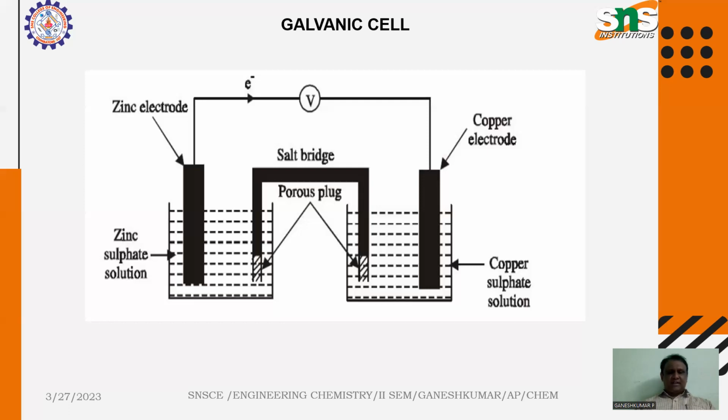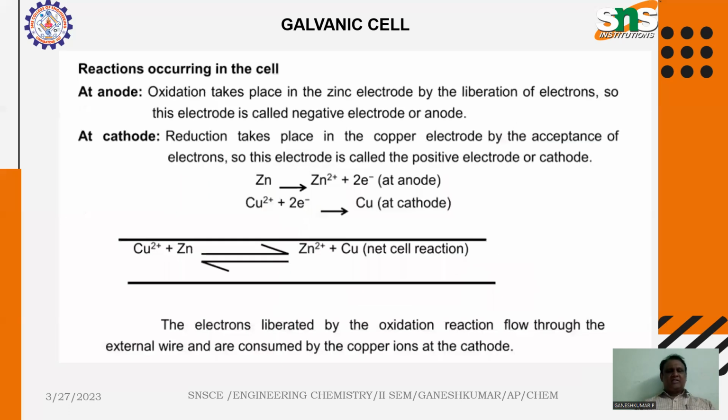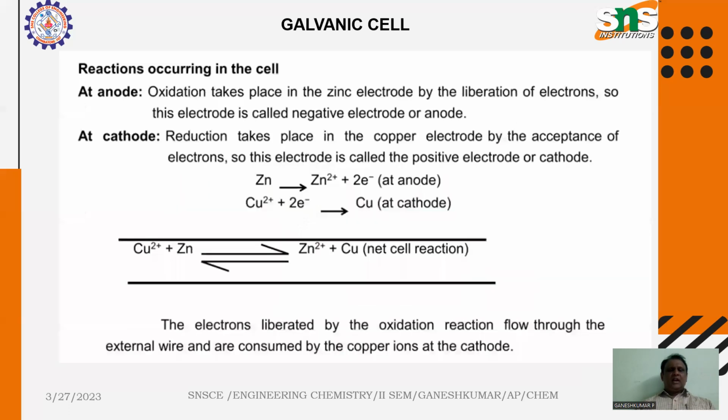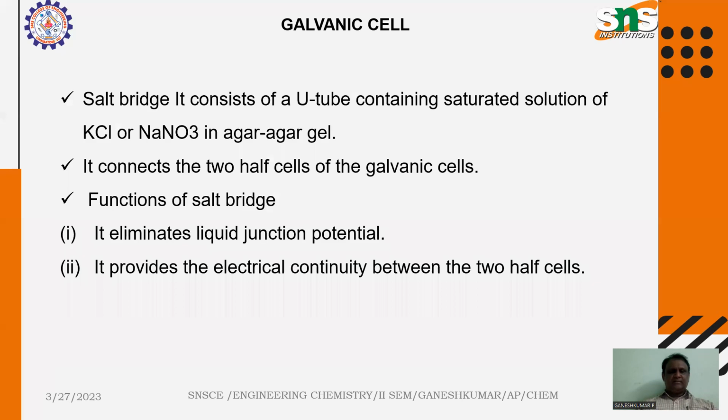One half of the cell, which is zinc, we call the anode compartment. The copper side, we call the cathode compartment. The anode is the place where oxidation takes place. Zinc donates electrons and becomes Zn2+. The cathode receives the electrons through the wire circuit and undergoes reduction. So the cathode is the place where reduction takes place, and the overall reaction is this. Oxidation and reduction both take place, so we call this reaction a redox reaction.